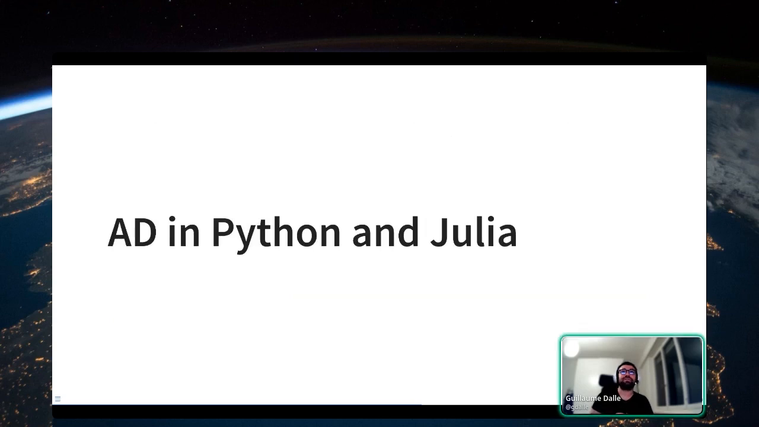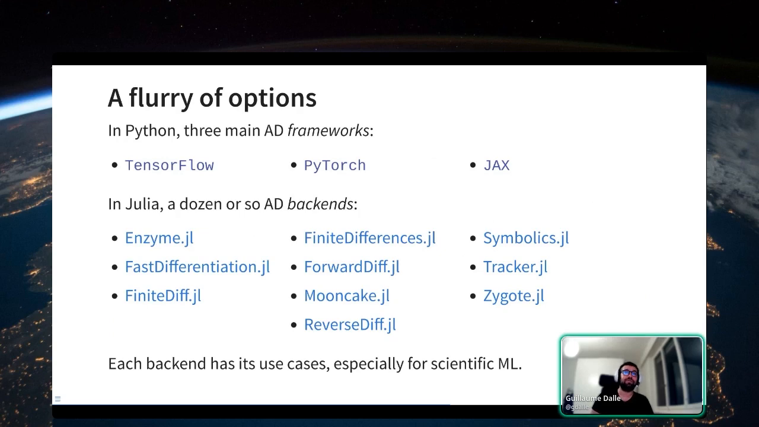Now we get to the fun part where we talk about programming languages. And it turns out you have a variety of options to perform automatic or algorithmic differentiation. In Python, you are probably familiar with these three main AD frameworks, TensorFlow and JAX, which are developed by Google, and PyTorch, which is developed by Facebook. In Julia, you may be surprised to learn that we have a dozen or so AD backends. We have some that are forward mode, like ForwardDiff. We have some that are reverse mode, like ReverseDiff. We have symbolic ones. We have numeric ones. We have the brand new Enzyme, who's like the cool kid in town.